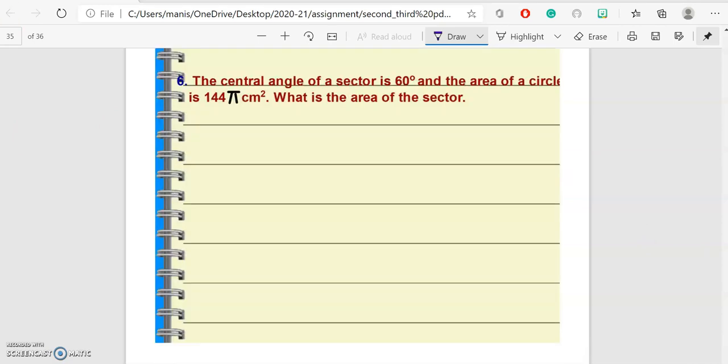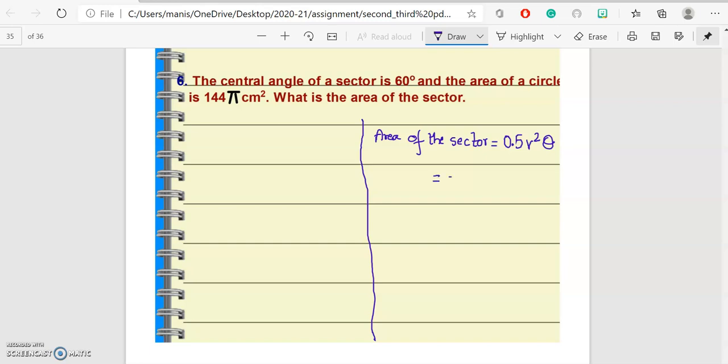The central angle of a sector is 60 degree and the area of a circle is 144 pi. What is the area of the sector? So I will divide my sheet in two sections over here. Now they are asking me to find what? Area of the sector. So let me write it over here, area of the sector. The formula to find area of the sector is 0.5 r square theta.